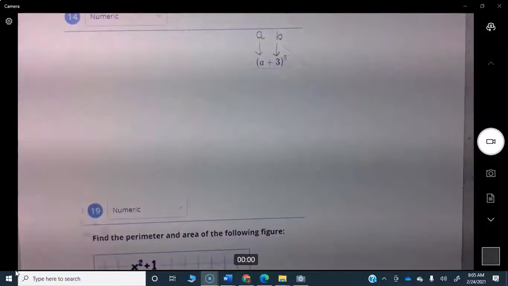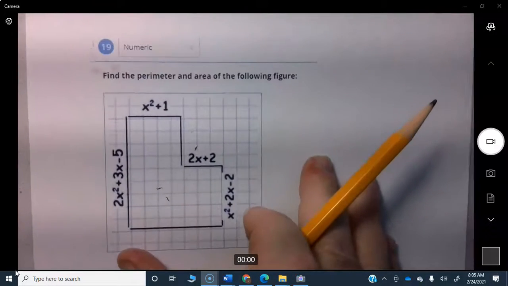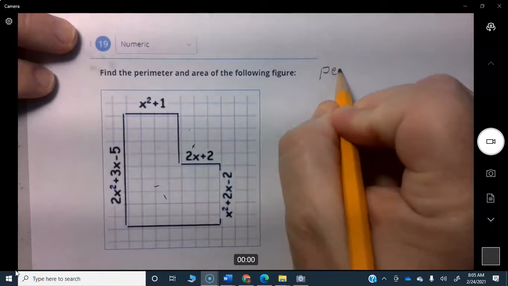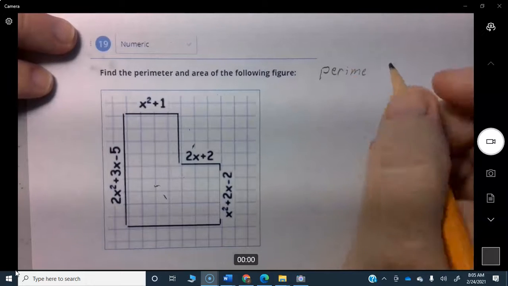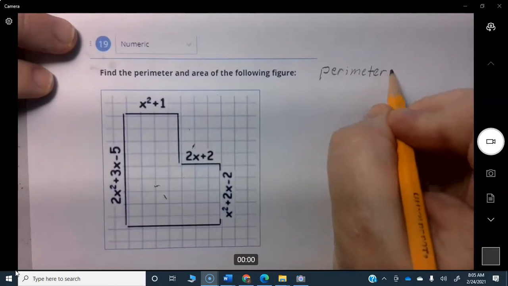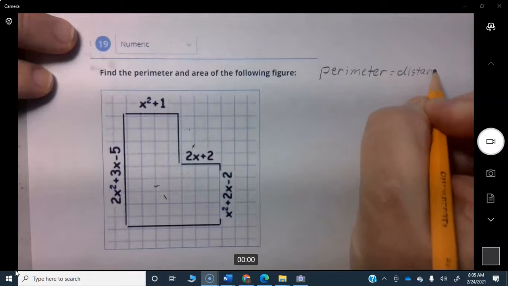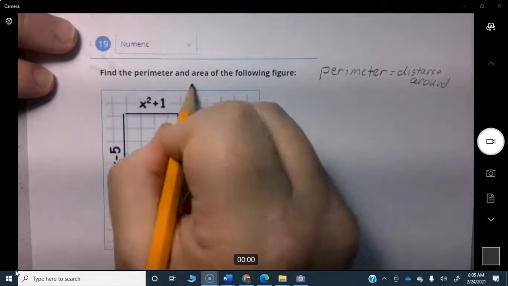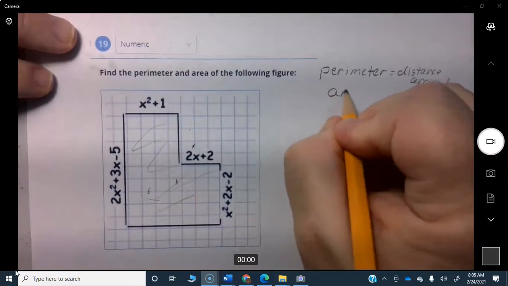Okay. Finally, they give you just kind of a puzzle problem. You got to figure out some dimensions. So perimeter is distance around. Let's define that. And area is the space inside. It's all of that, right? You know what area is.